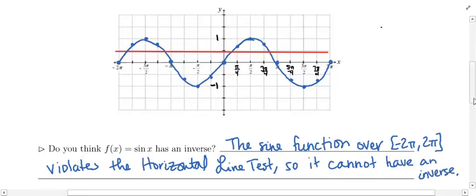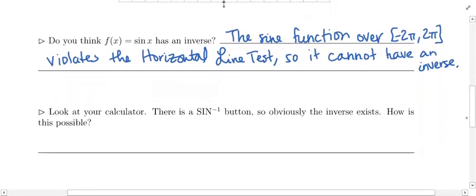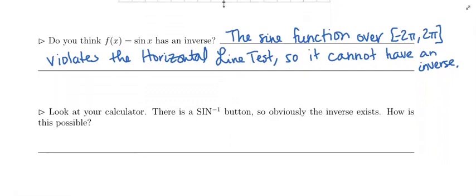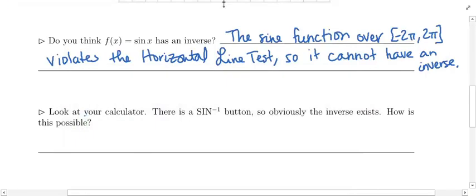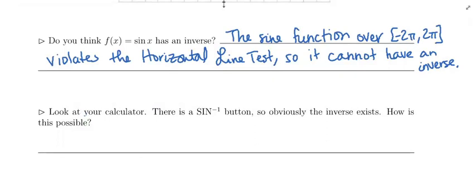Well then, if you scroll down, it says look at your calculator. There is a sine inverse button, so I will pull it up. If you look at your calculator and you find the sine button, if you look above it in blue, you see sine inverse. And plus, we're having a whole discussion about inverse trigonometric functions. There has to be an inverse. Well, how is this possible?